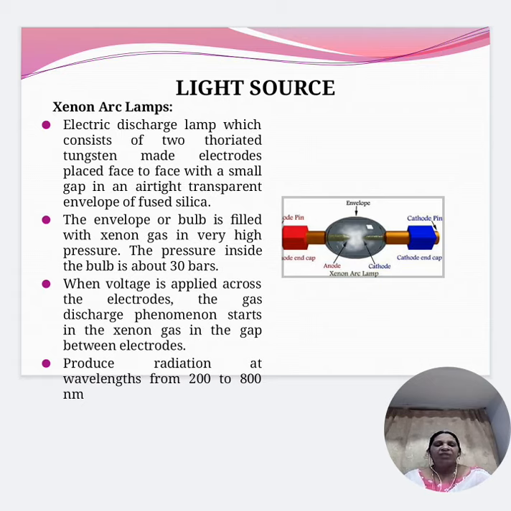There are two thoriated tungsten electrodes with a small gap between them. These are enclosed in an envelope or bulb which is filled with pressurized xenon gas. We maintain the gas inside at a pressure of 30 bars. When a voltage is applied across these electrodes, the gas discharge phenomenon starts in the xenon gas in the gap between the electrodes.